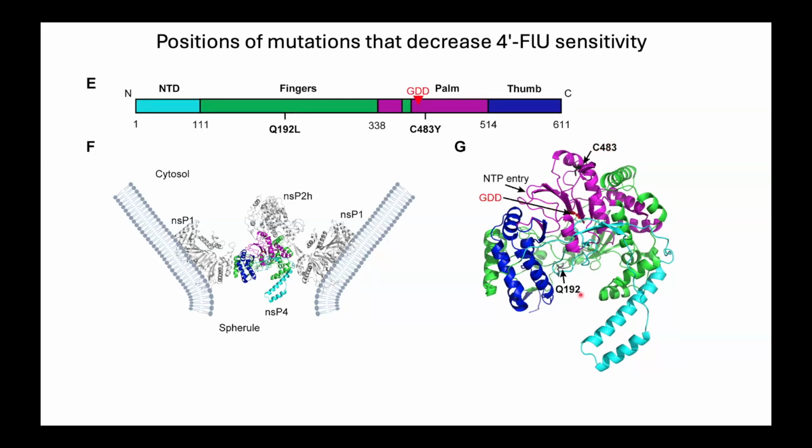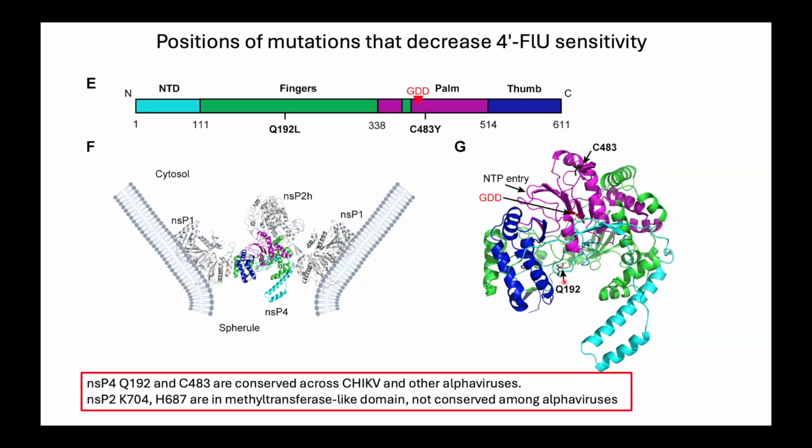And here's the cysteine mutant and the Q192 mutant. So those two NSP4 residues are conserved across CHIK, clinical isolates, et cetera, and all the alphaviruses we looked at, whereas the two NSP2 mutations, which really didn't boost resistance appreciably, were in the methyltransferase-like domain. So that's not conserved among alphaviruses, and it's not shown in the structure, so we don't really know how it might be affecting the NSP4 mutants.